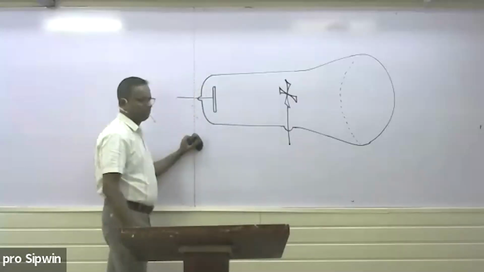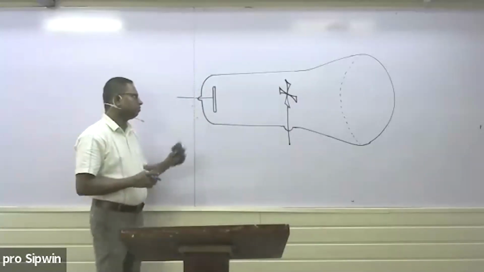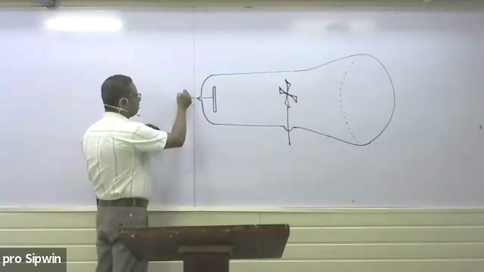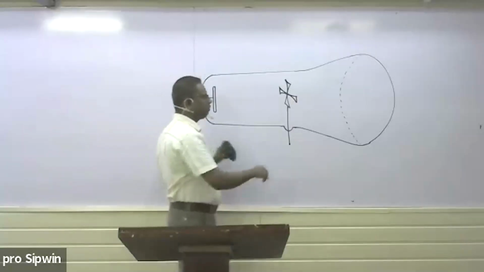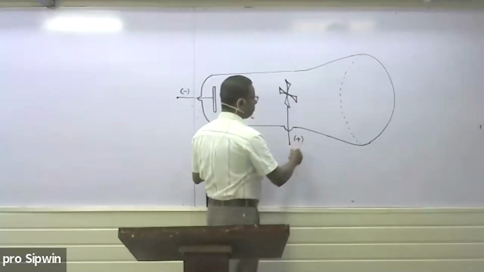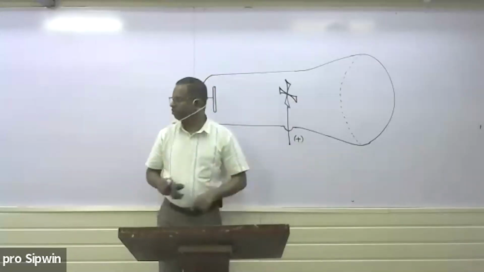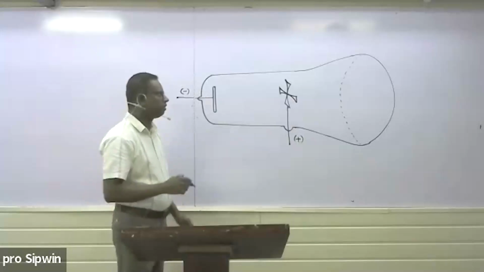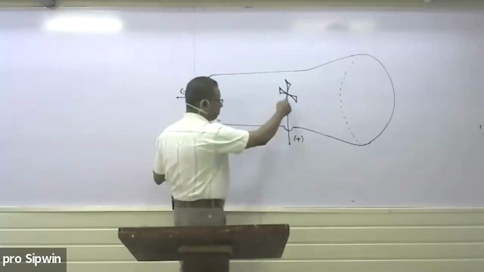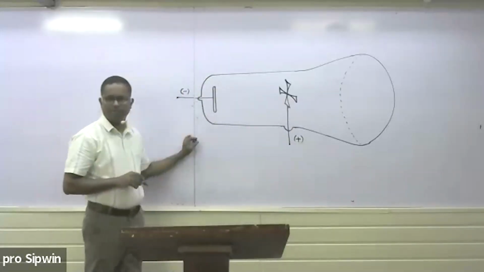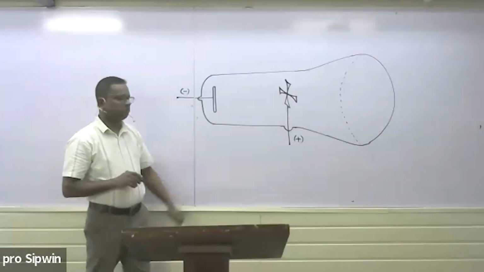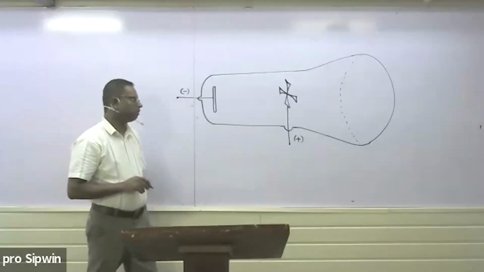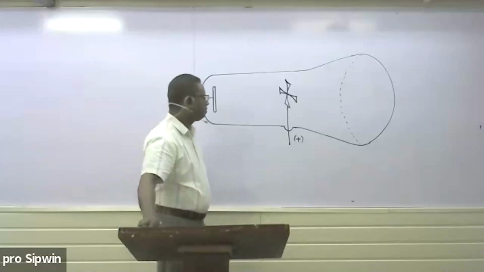Then produce the cathode rays. Before producing the cathode rays, negative, positive. Call this one the Maltese cross. Later we can label that. Now cathode rays are produced here.